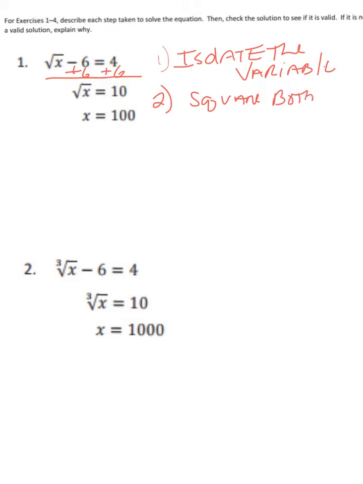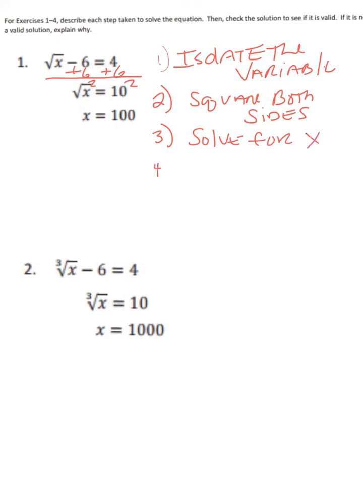Why do we do that? Because you're taking the square root of x, and the opposite of the square root, as we've talked about before, is squaring. So if I square both sides, that's how you get to the next step: x equals 100. From that point on, you solve fully for your variable. In this case, it's already done for us. We know the answer is 100.